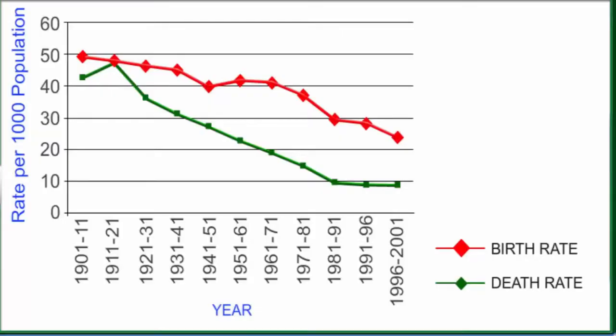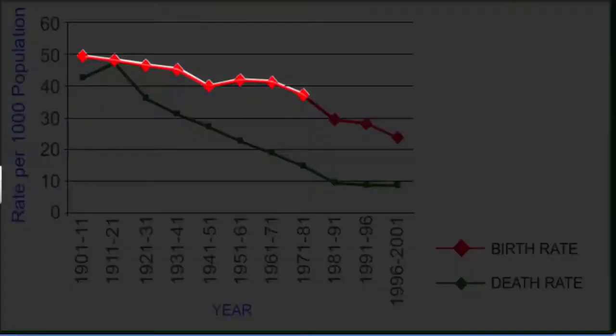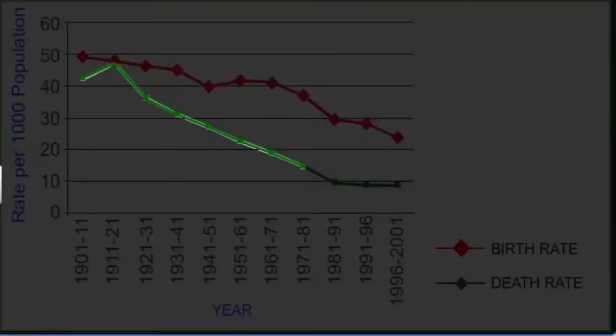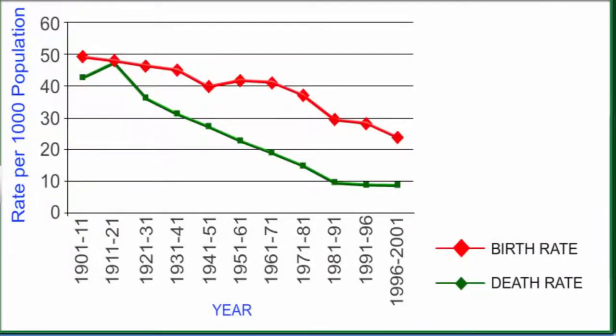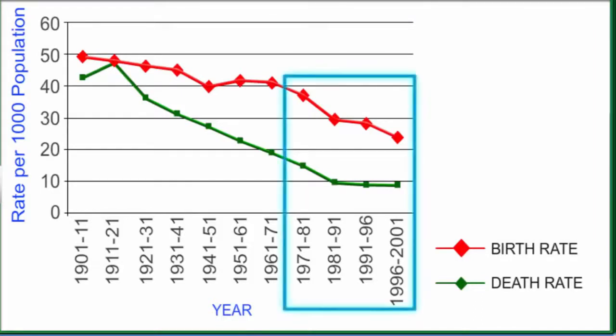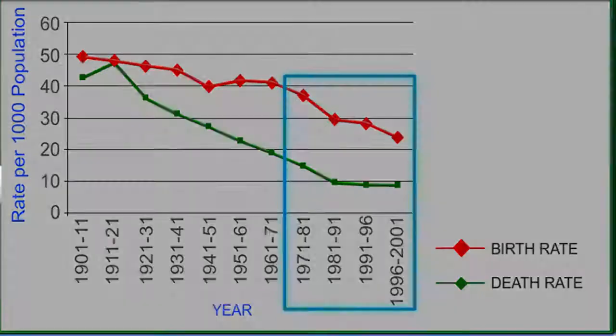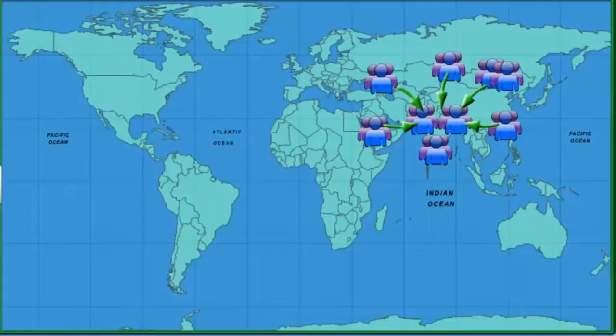Till 1980, high birth rates and declining death rates led to a large difference between them, resulting in higher rates of population growth. Since 1981, the birth rate started declining gradually, resulting in a gradual decline in the rate of population growth. The third component of population growth is migration.